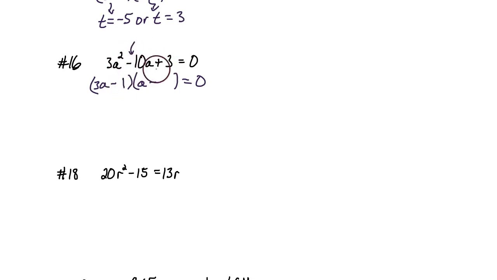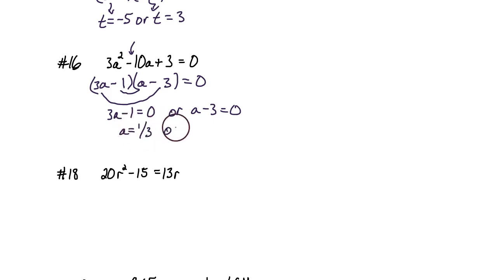We need to put the 1 here and the 3 here, so that our outer product is negative 9a, and the inner is negative 1a. Those combine to negative 10a. Now take each factor and set it equal to 0. And solve them. This one makes a equals 1/3, and this one makes a equals 3.